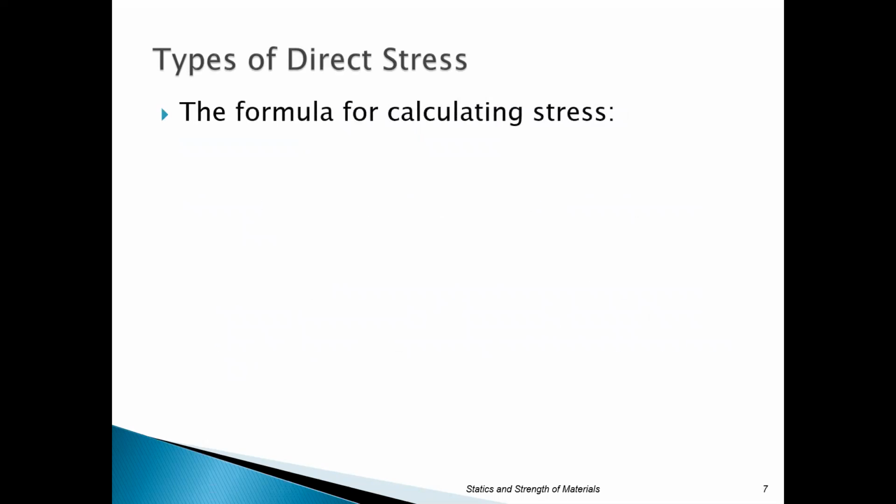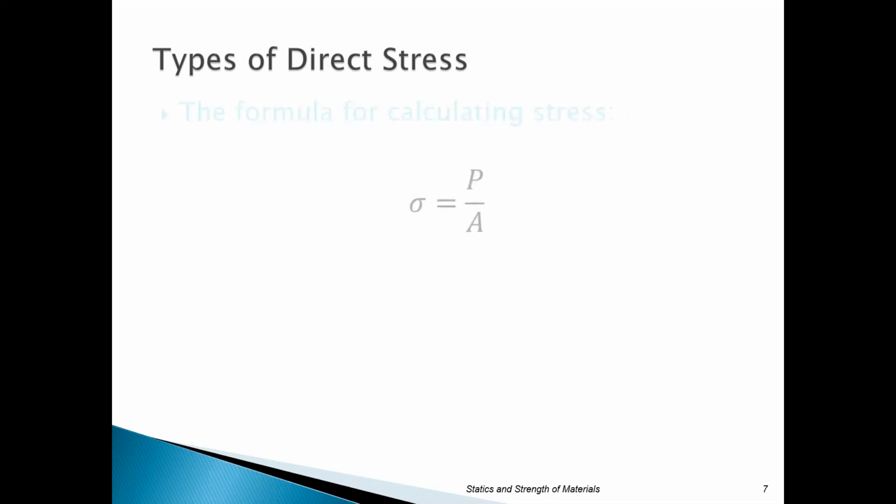The formula for calculating stress is very simple. Sigma, which is stress, is equal to P, which is your force, divided by the cross-sectional area. Stress is usually that little sigma, and it comes in units of PSI, pounds per square inch, or KSI, kips per square inch. Those are the two typically used in the imperial system. In the metric system, we use what's called a Pascal, or the other way of notating a Pascal is a Newton per meter squared.